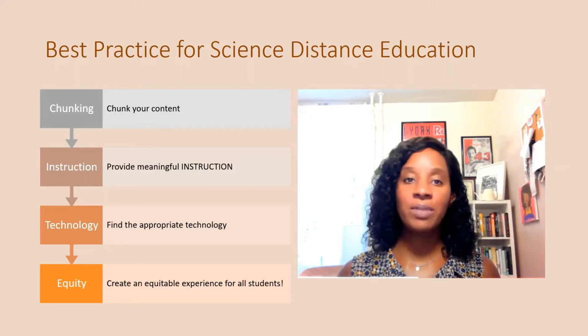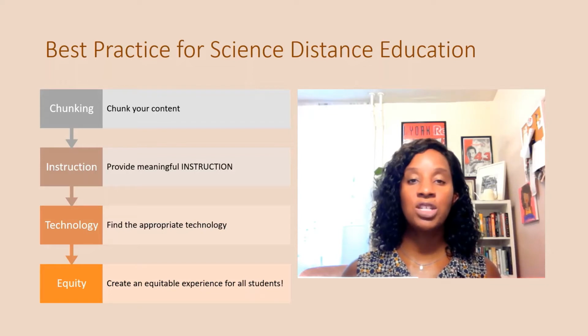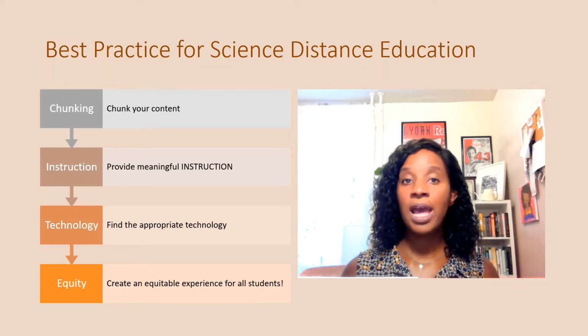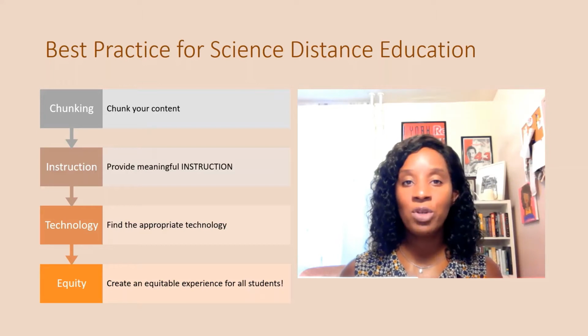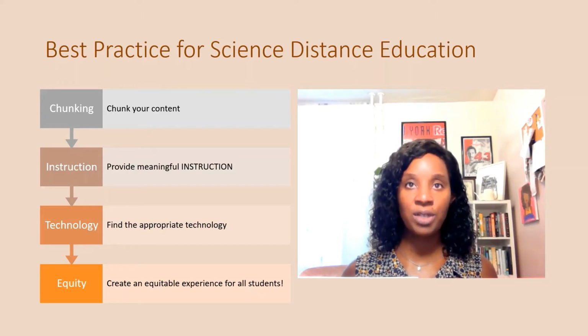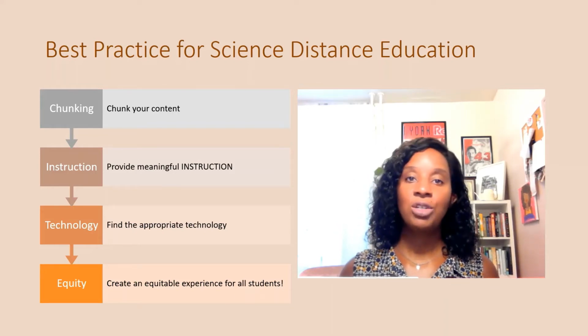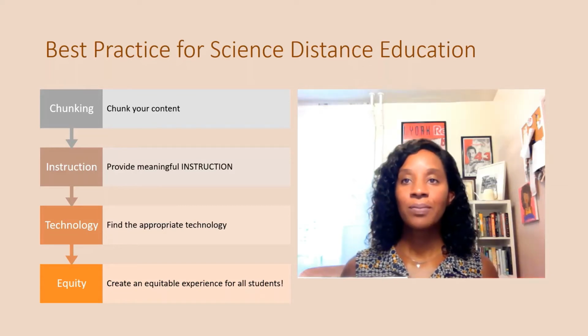The second item is instruction. It's really easy when just interfacing online to lose the actual teaching part and turn into a person that's just delivering content. So you must remember to provide meaningful instruction. And we'll talk about ways that that can be done in a little bit. The third item here is technology. You have to find the right technology for the job.